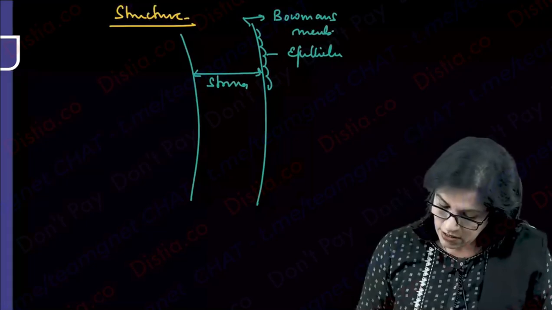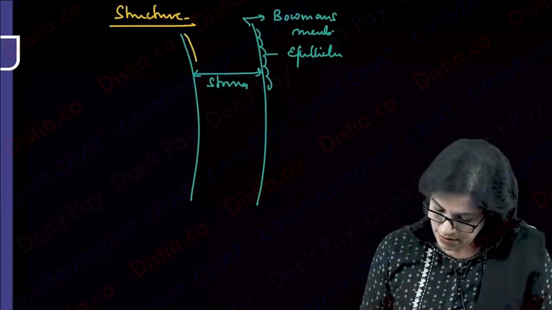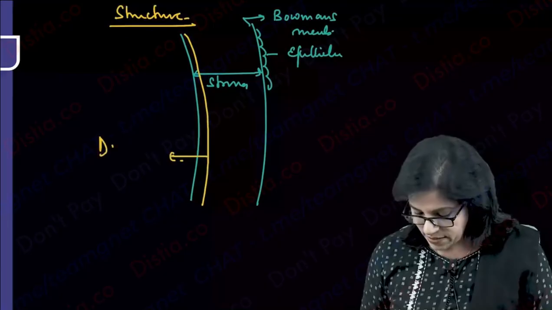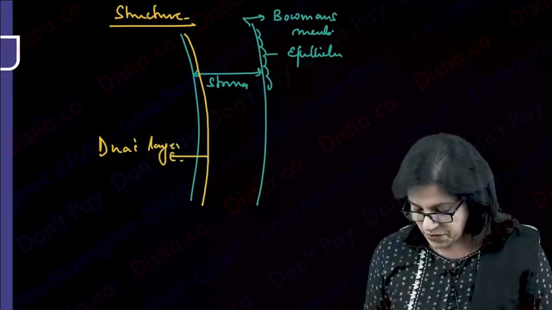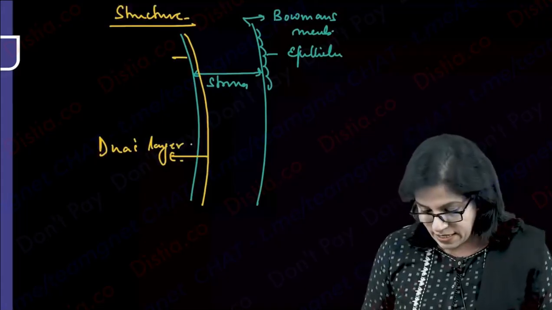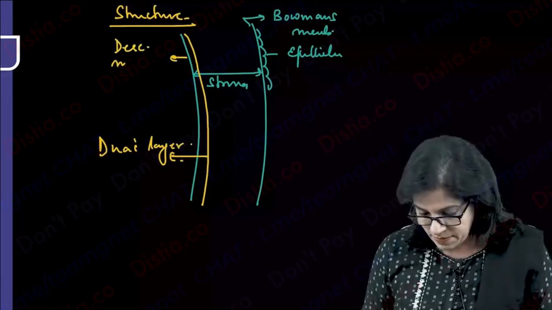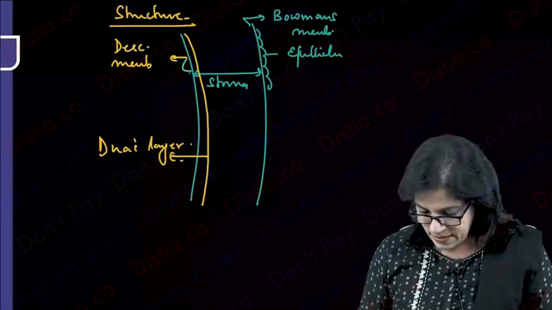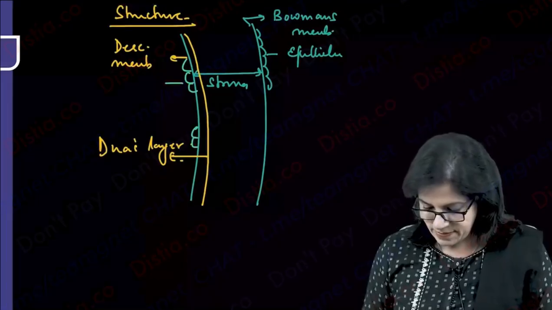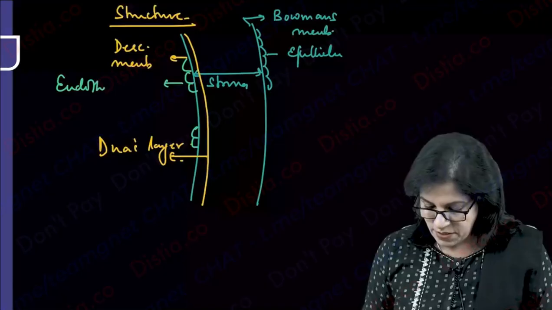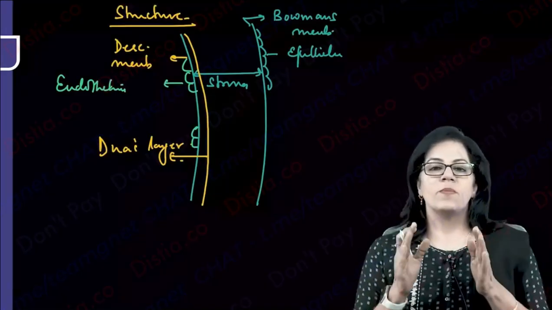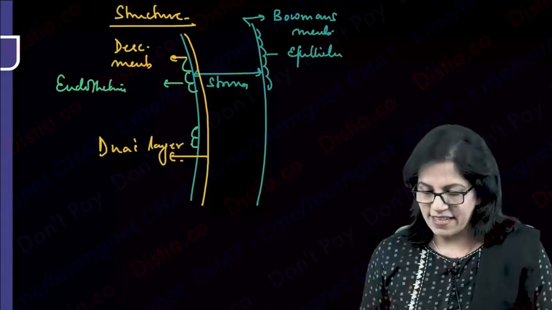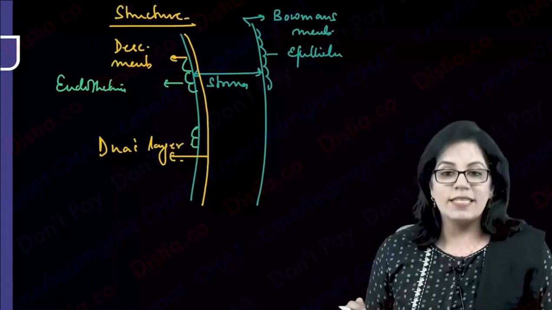Next is, of course, a recently seen layer, and this is named after an Indian scientist, Dua's layer. One of the toughest layers of your cornea is Dua's layer. Then comes your Descemet's membrane, and finally endothelium. Okay, so these are the different layers of your cornea: epithelium, Bowman's, stroma, Dua's layer, Descemet's membrane, and endothelium. So once we know the different layers, now let's take one by one.